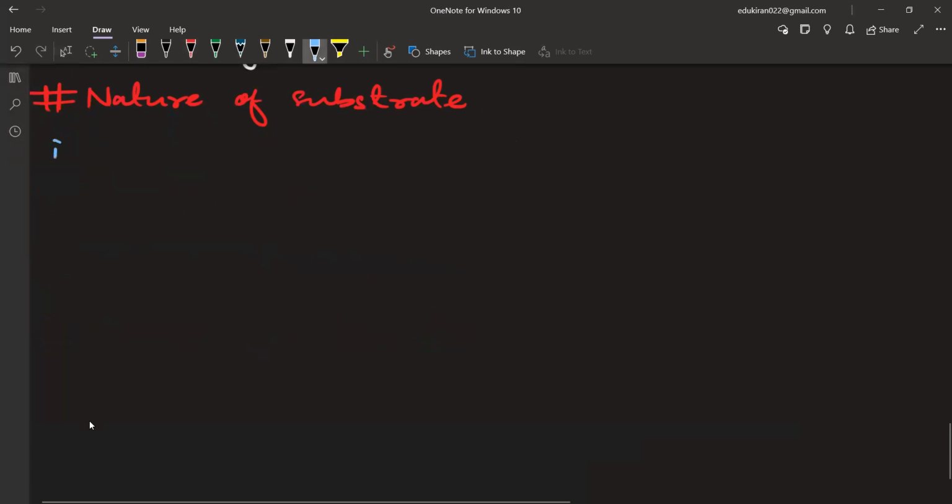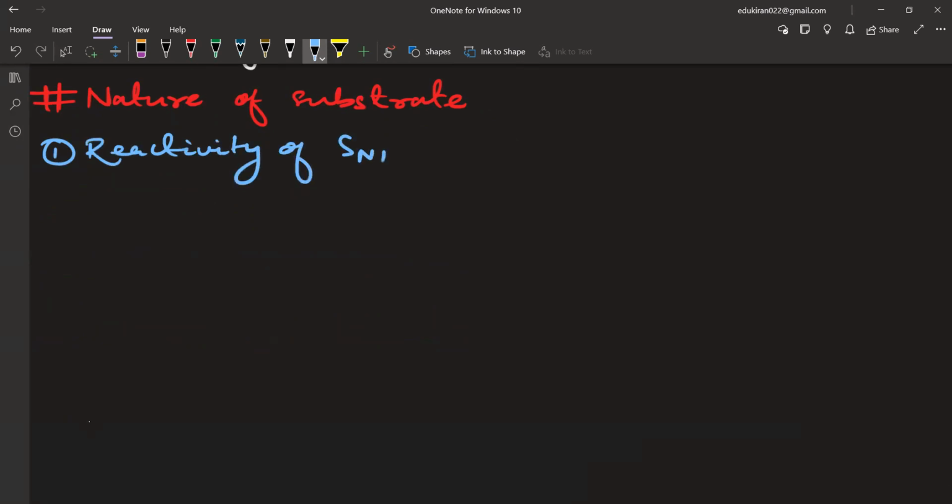We're looking at first of all reactivity of Sn1. How the reactivity differs if we change the structure of the substrate. So in Sn1, what is the barrier? There is something which is known as the big barrier. In Sn1, the barrier is carbocation. If we form the carbocation, the next step is very easy.